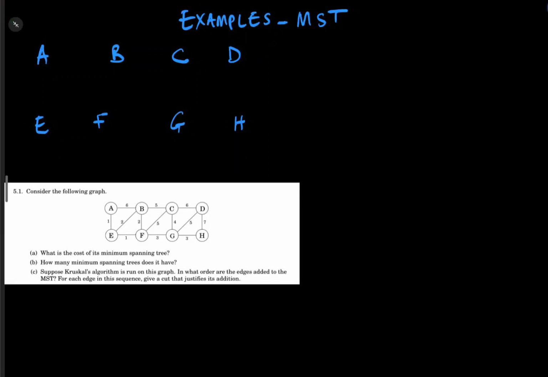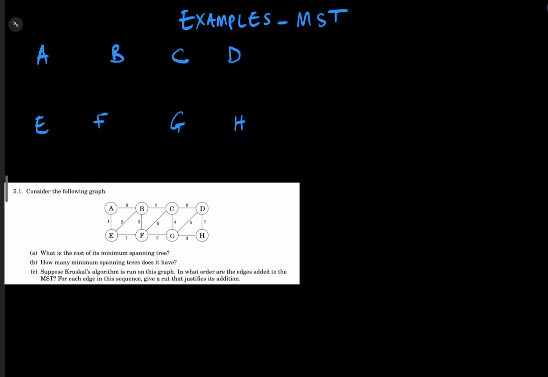In this video, we are going to be working through my examples on MSTs, just to drive our point home. In this example, we have to consider the graph in the question, and we want to find the cost of the minimum spanning tree, how many minimum spanning trees we have, and the third question, in what order the edges will be added if we're using Kruskal's algorithm. So let's jump right in.